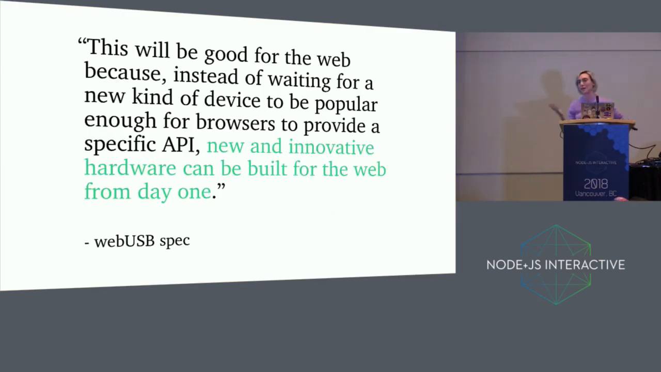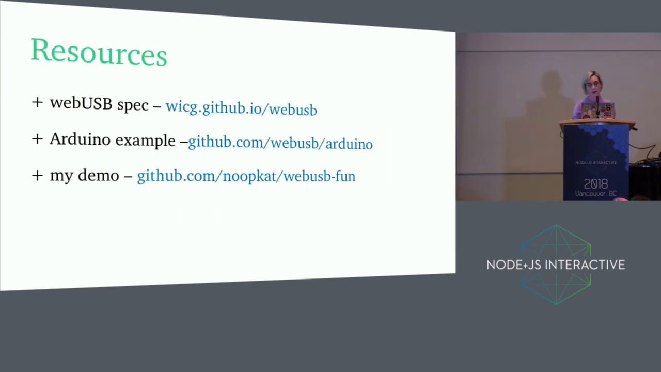So why support this? Well, I'm going to end on a couple of quotes because I am over time. I apologize. This is from Reilly from the spec: This will be good for the web because instead of waiting for a new kind of device to be popular enough for browsers to provide a specific API, new and innovative hardware can be built for the web from day one. That's really exciting. We actually get to say, no, hardware interfaces are crap. We can do better than this, and that's definitely a mission that I'm pushing right now.